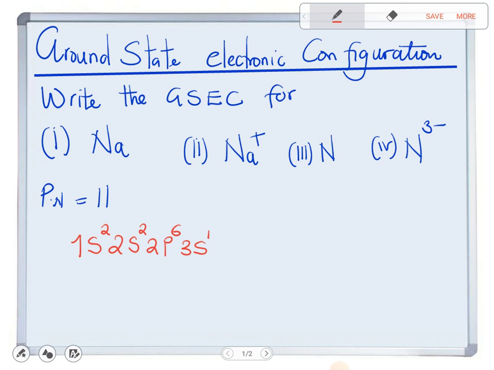And from here, you can clearly see that the 3s shell is telling us that sodium is found in group 1, because on the S sublevel we only have what? 1 electron, indicating that the third level for sodium is going to be 1 electron there. That is for sodium.